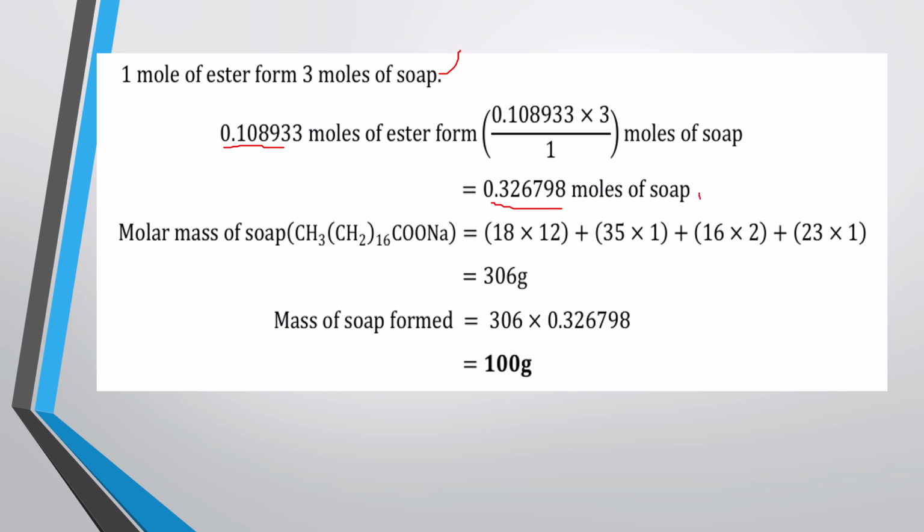Since this is moles of the soap, now we need to convert the moles of the soap back to grams. For us to do that, remember that 1 mole weighs the RFM of any substance. So we have to get the RFM of our soap by doing the same calculations. You count the number of carbon atoms, the number of oxygen atoms, the number of hydrogen atoms together with the number of sodium atoms, and you're going to end up with a molar mass of soap of 306 grams. So using that knowledge that 1 mole weighs this, the mass of soap is 306 multiplied by 0.326798, and you're going to end up with approximately 100 grams.